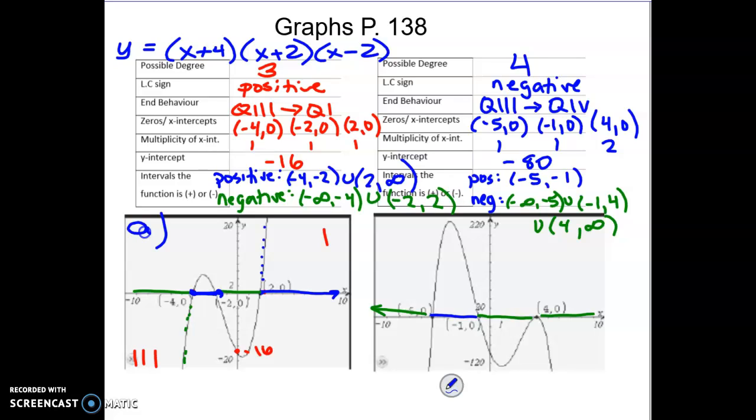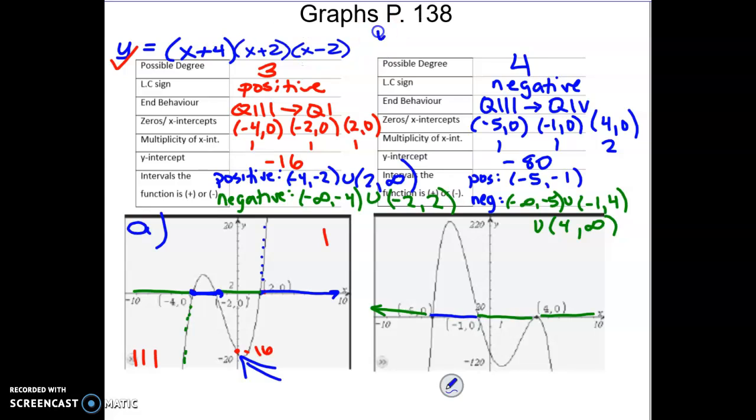Now we have to check that the multiplicities are correct. So I see that they all have a multiplicity of 1, which is what I have right now, so that's good. We also know that the leading coefficient is positive, which it would be right now, because these are all positive x's, so that's good. And the final thing that you could check is your y-intercept. So the y-intercept here is -16. If I put zeros in for my x's, I would get 4 times 2 times -2, which is -16. So that's how I know that my equation here would be right.